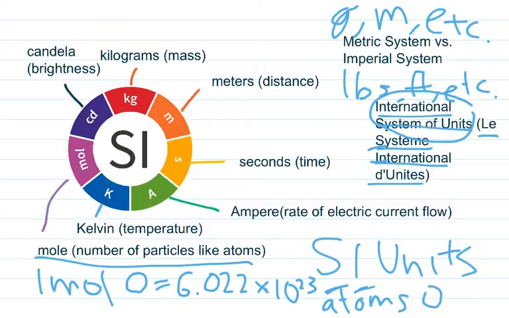So if I say 1 mole of something, I just mean this amount of something, or this many particles of something. In this case, 1 mole of oxygen atoms equates to 6.022 times 10 to the 23rd atoms of oxygen. So it just tells us how many there are. Let's look at the next one. Our next one is Kelvin, which measures temperature.